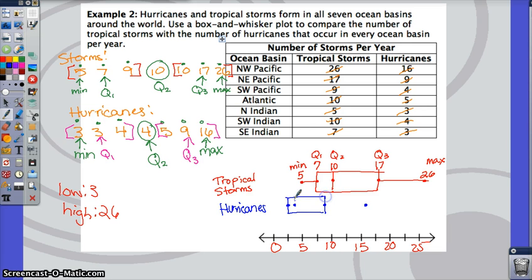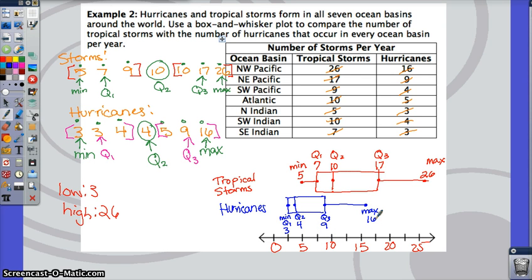In this case, we're not going to have a whisker showing because the Q1 is your minimum. And then we'll connect just one whisker over here. So again, this is going to be my minimum and my Q1, and that's at 3. My Q2 is at 4, my Q3 is at 9, and my maximum is at 16.